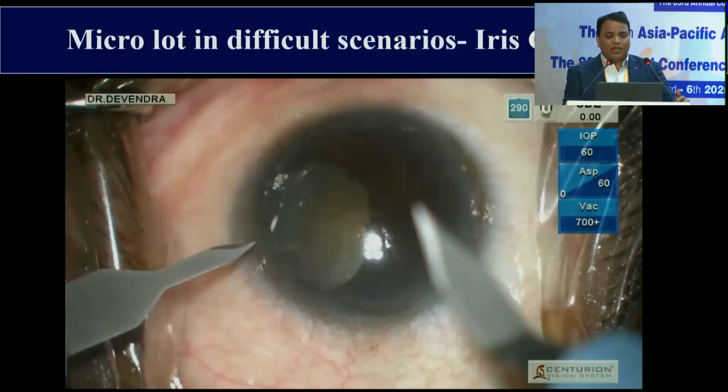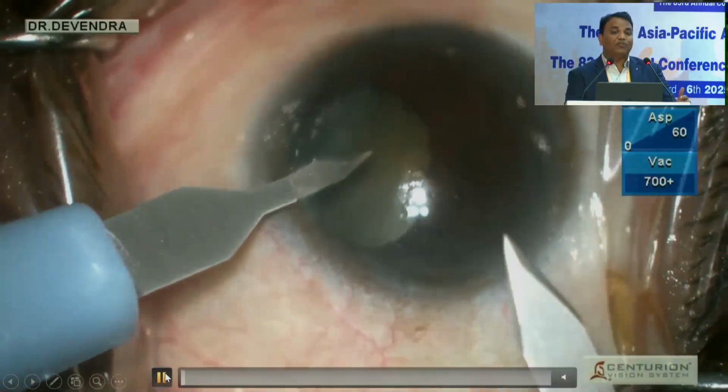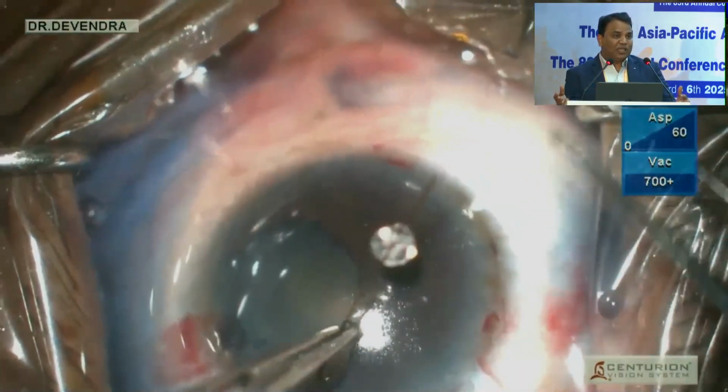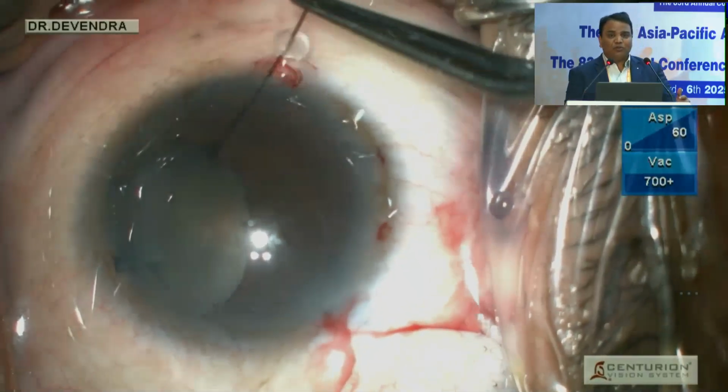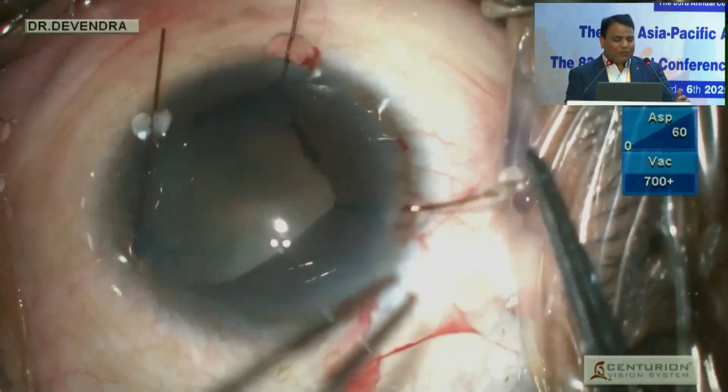Now move on to another situation. Sometimes, as glaucoma surgeons, we face all kinds of difficult cases, such as when you have an iris coloboma, your lens is also not stable, and the AC is very shallow. In this situation, doing a trab is very, very challenging.